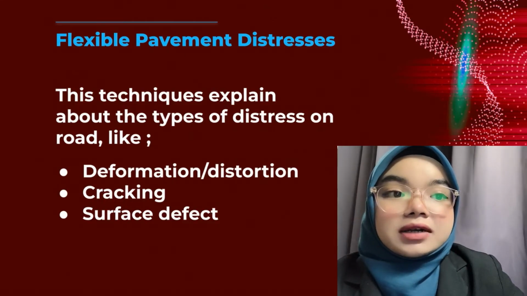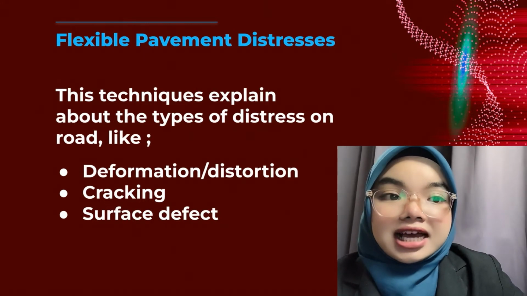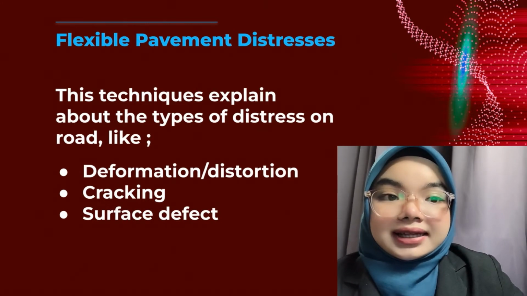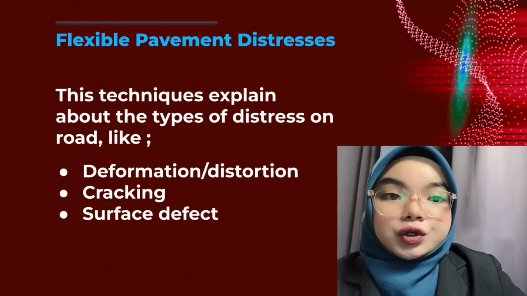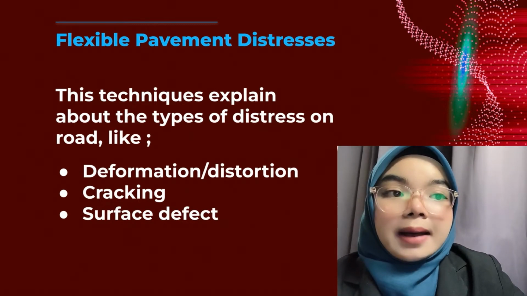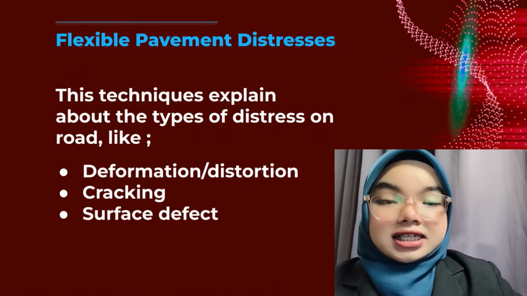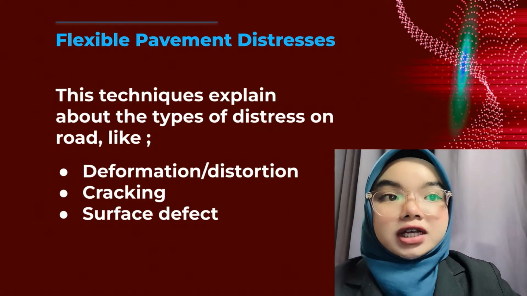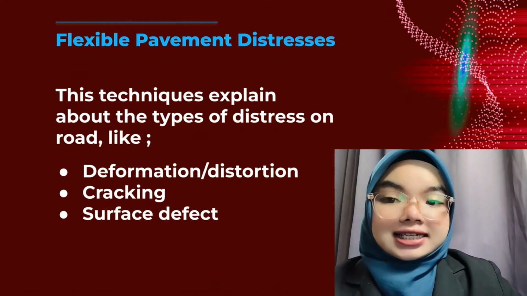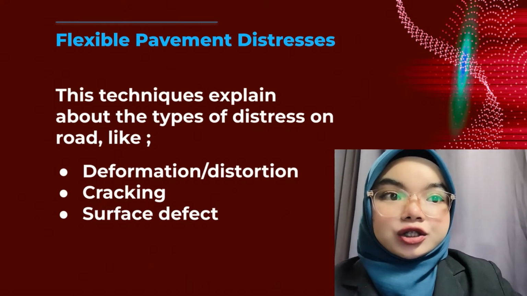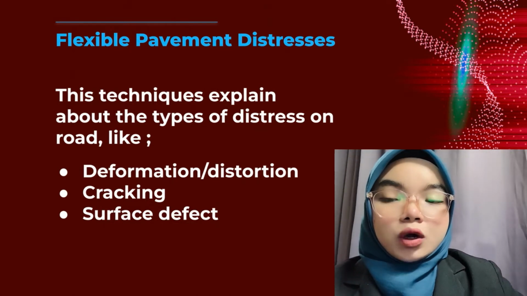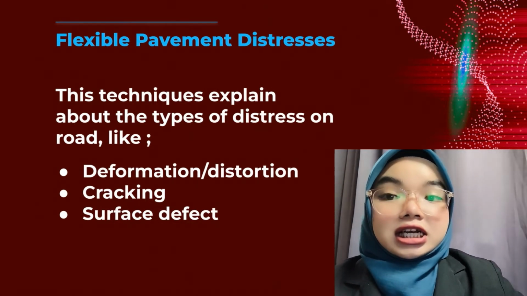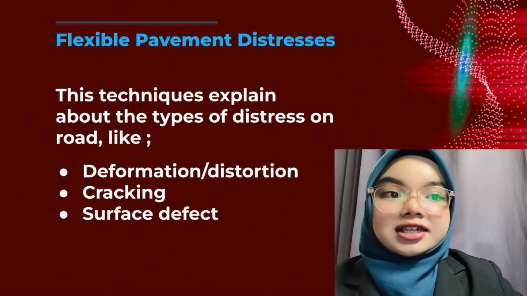Next is the flexible pavement maintenance technique. It explains the types of pavement distresses in the district road maintenance series. The following shows the classification types of pavement distresses. First is deformations or distortions, such as rutting, corrugation, shelving, depression, and upheaval. Second is cracking, such as longitudinal, transverse, block, and alligator cracking. And the last one is surface defects, such as raveling, bleeding, polishing, peeling, and stripping.